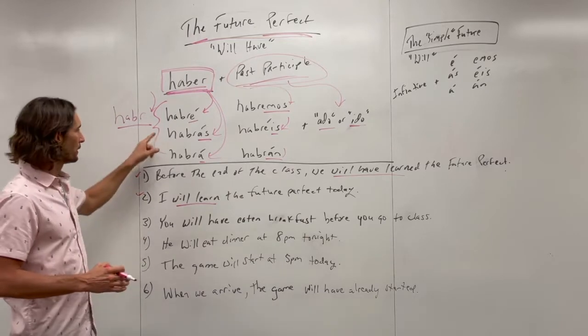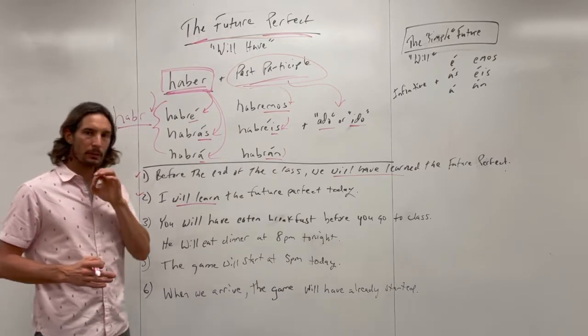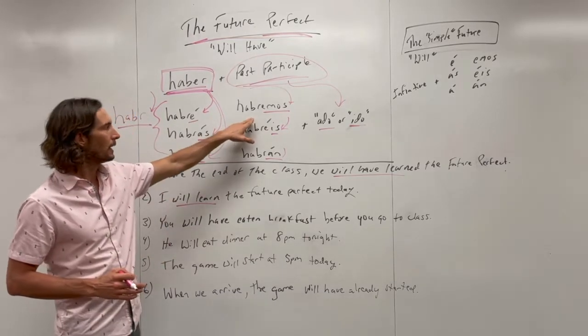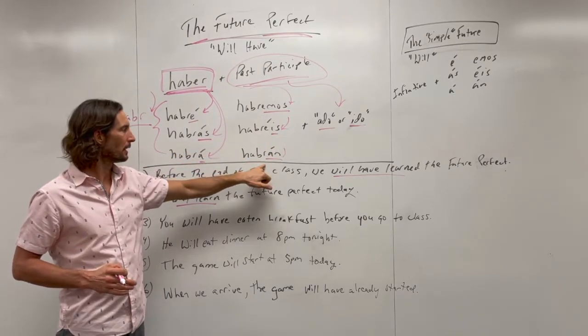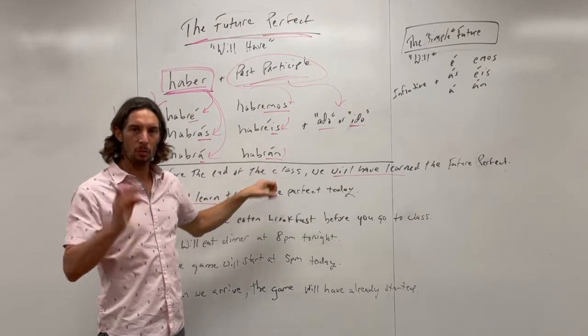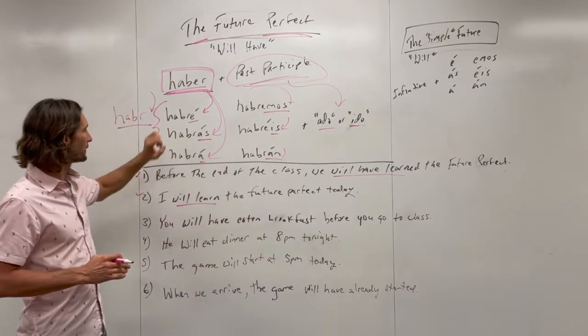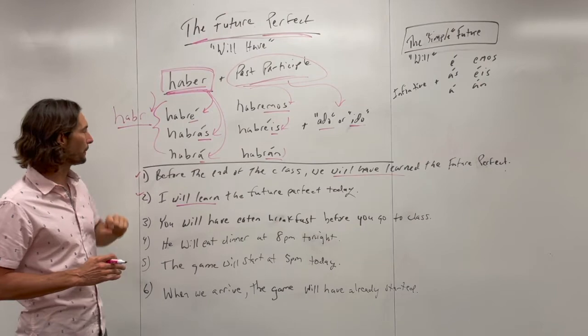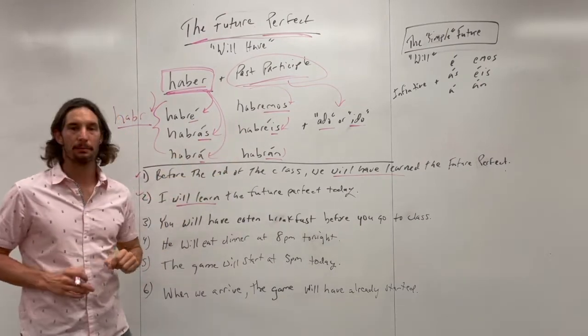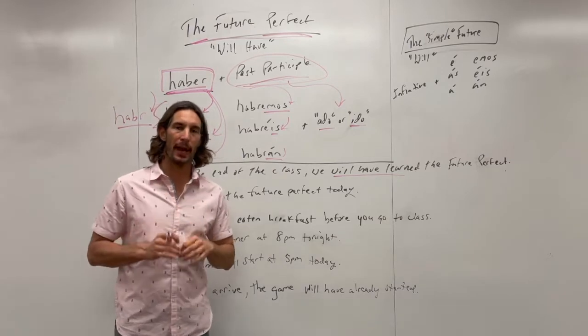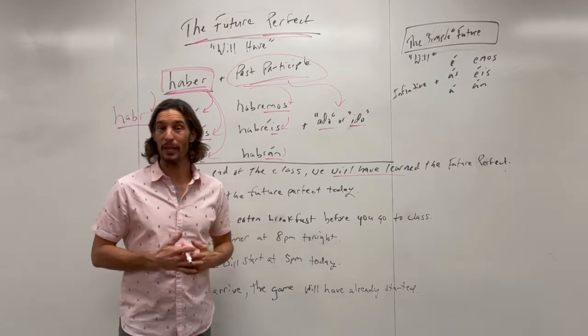Habré, habrás, habrá, habremos, habréis, habrán. We'll do it one more time. Habré, habrás, habrá, habremos, habréis, habrán. Right? And so that's how you pronounce haber in the future tense, actually.